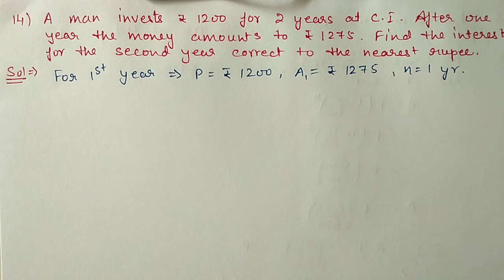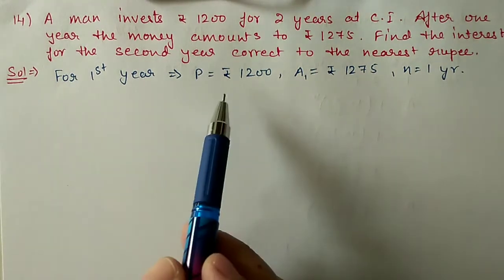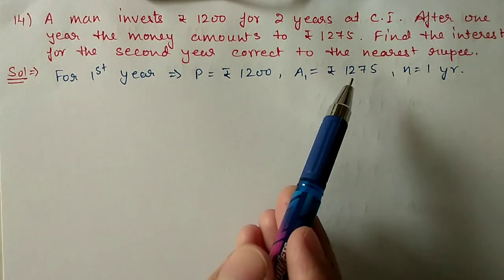Next, question number 14. A man invests 1200 rupees for 2 years at compound interest. After 1 year the money amounts to 1275 rupees. Find the interest for the second year correct to the nearest rupee. So first we will do the calculation for the first year, because the amount is given after 1 year.